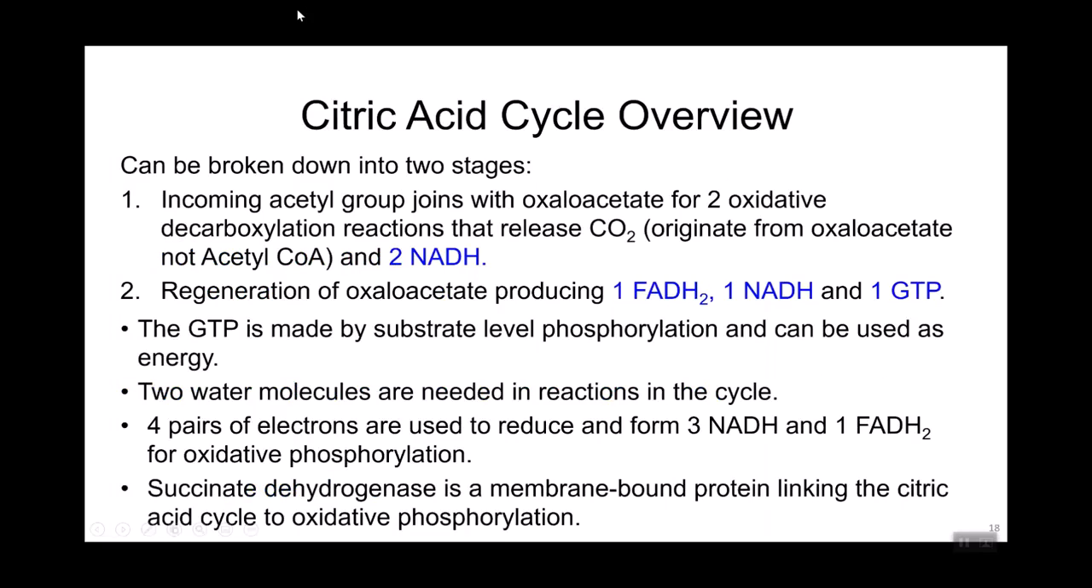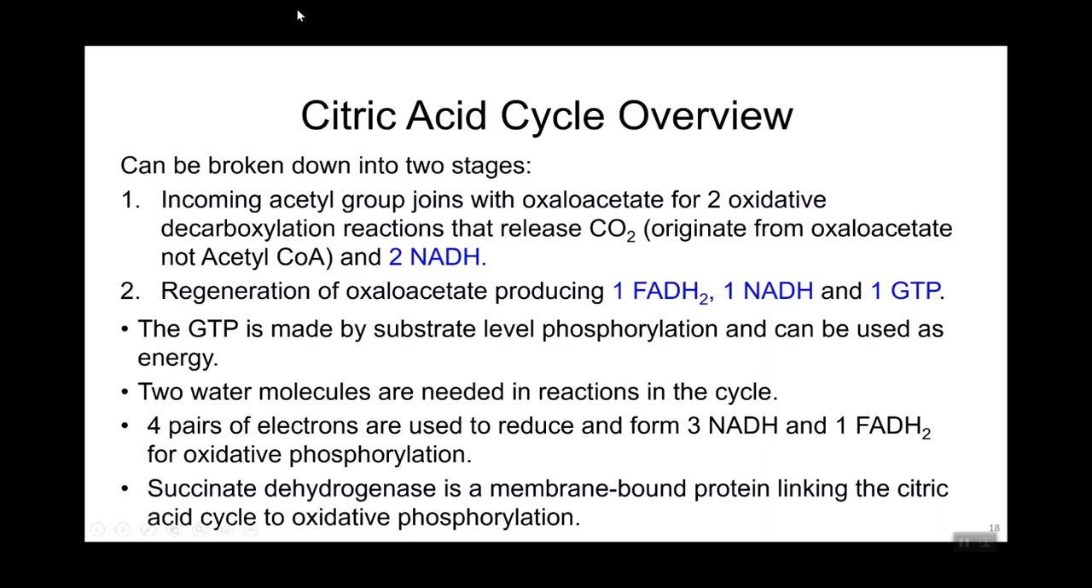So these really are the main points for the citric acid cycle. We can break it down into 2 stages where acetyl-CoA comes in and reacts with oxaloacetate to form citrate, and there will be 2 oxidative decarboxylation steps to produce 2 CO2 molecules, where the carbons came originally from oxaloacetate, not acetyl-CoA. We then have the production of 2 NADHs, and then in the second half of the pathway, we'll regenerate oxaloacetate as well as producing 1 FADH2 and another NADH as well as a GTP molecule.